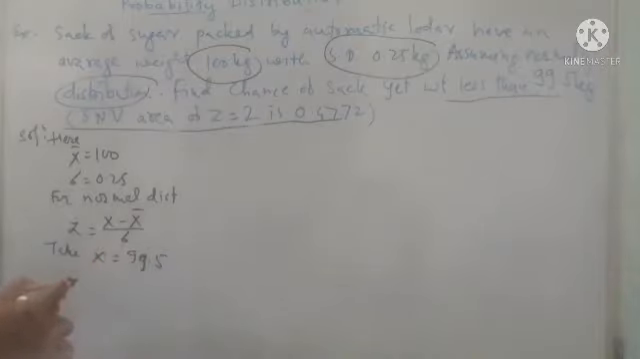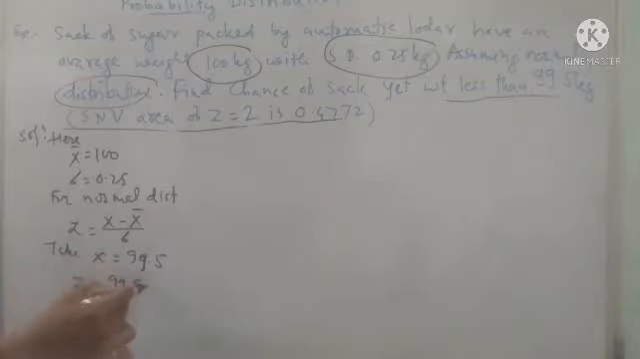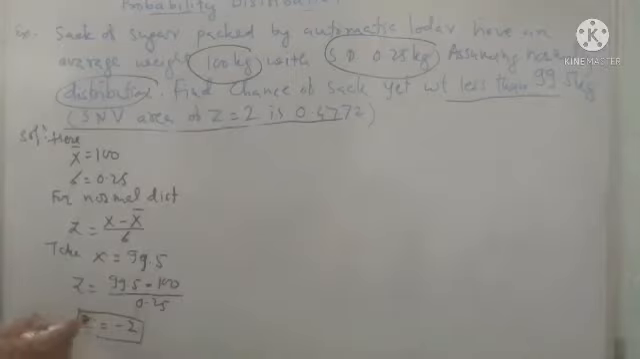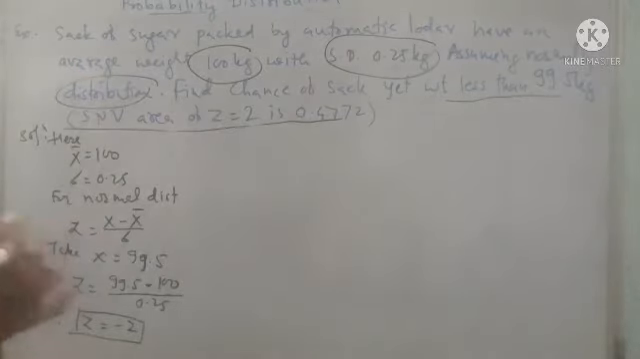For the corresponding x we evaluate z by using the formula, putting x as 99.5 and x bar as 100, divided by sigma as 0.25. Using simplification we get z as minus 2. Yes, minus 2, as minus 0.50 divided by 0.25. We get z equal to minus 2. The first part is completed.